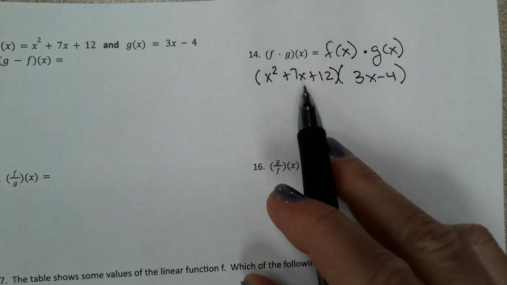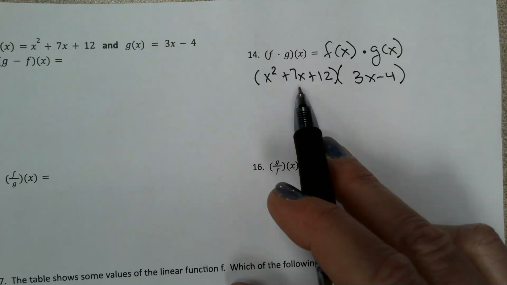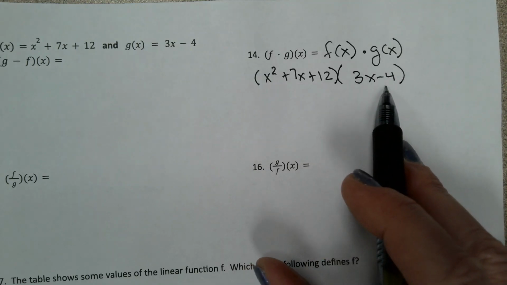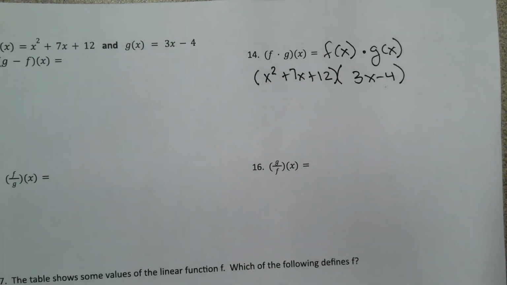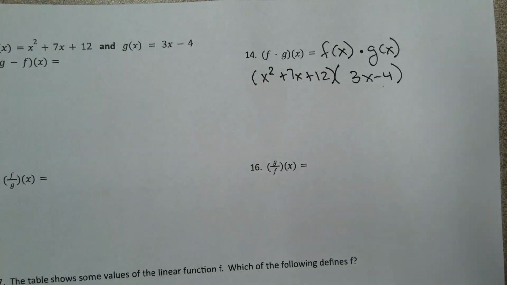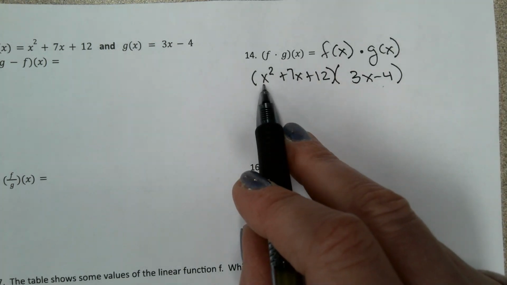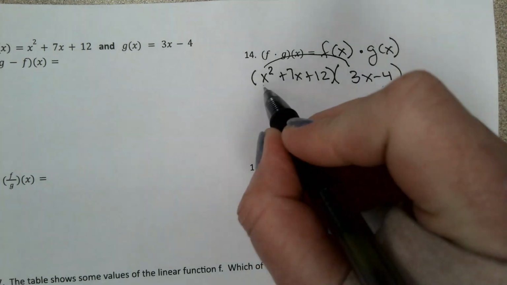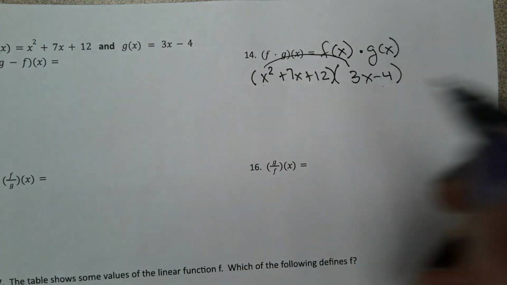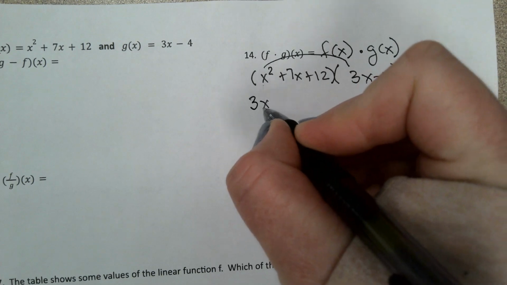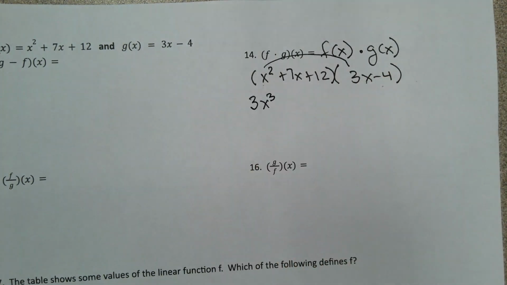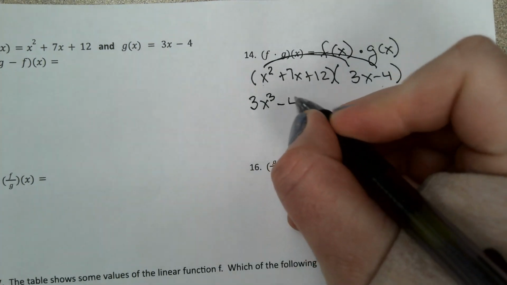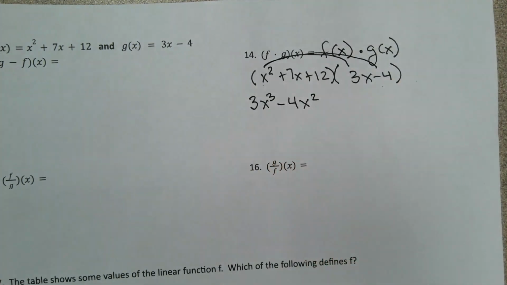All right, so when you have multiplication and you substitute them in, you need to put each one of them in parentheses. Here, you have to remember how to distribute. So I'm going to start and I'm going to multiply every term in the first times every term in the second. So I'm going to start with x squared times 3x. When you multiply variables, you add exponents, so that becomes 3x to the third. And then I'm going to go x squared times negative 4, which is negative 4x squared.